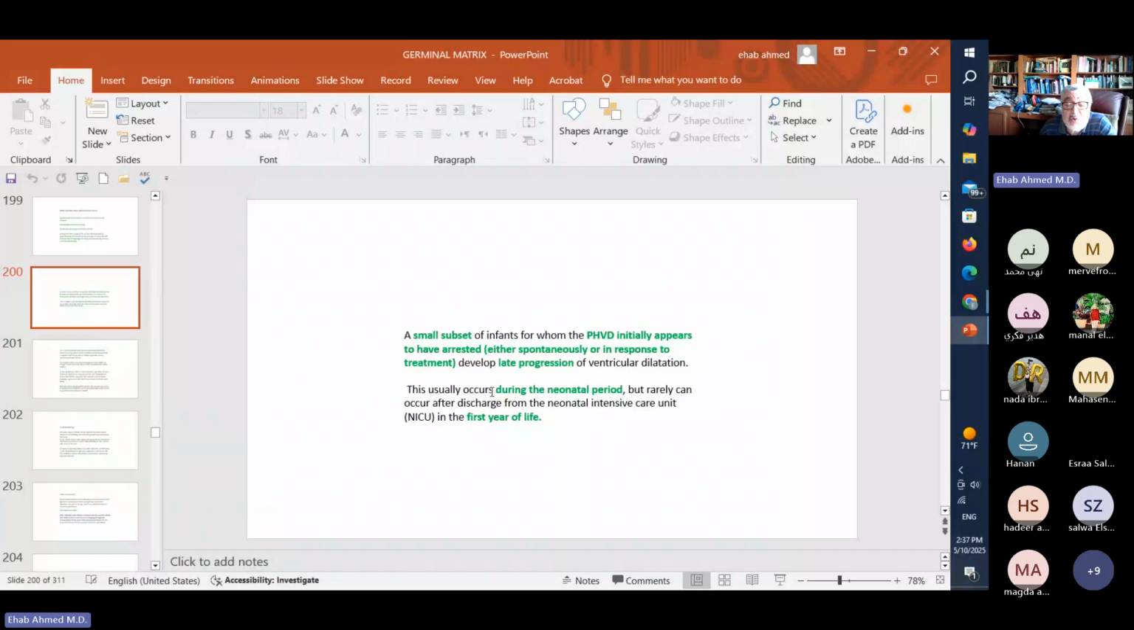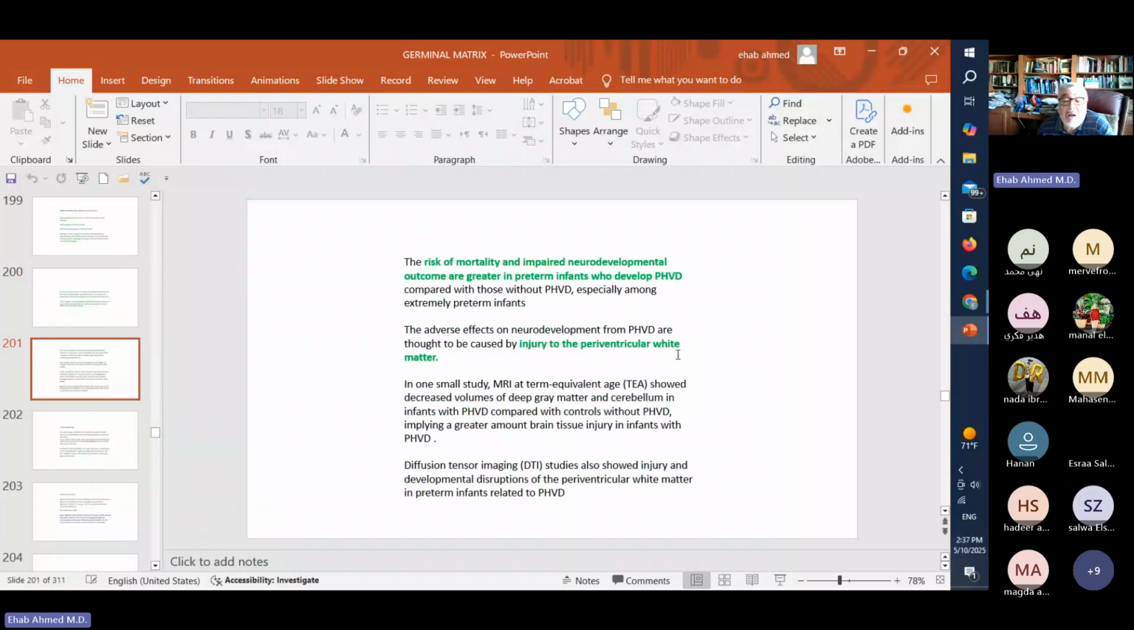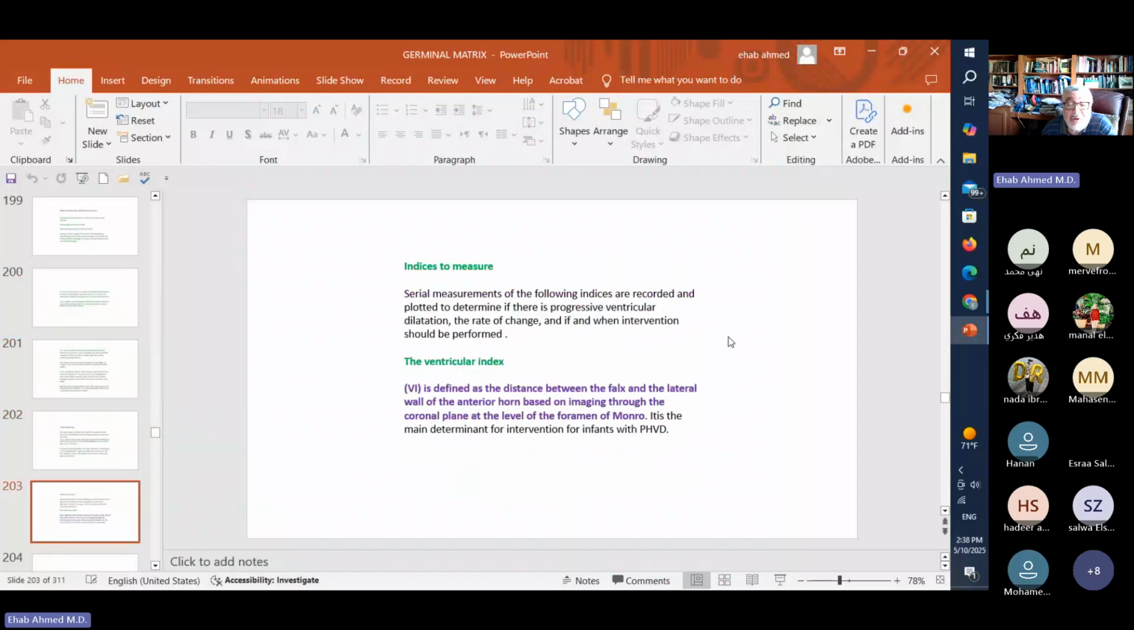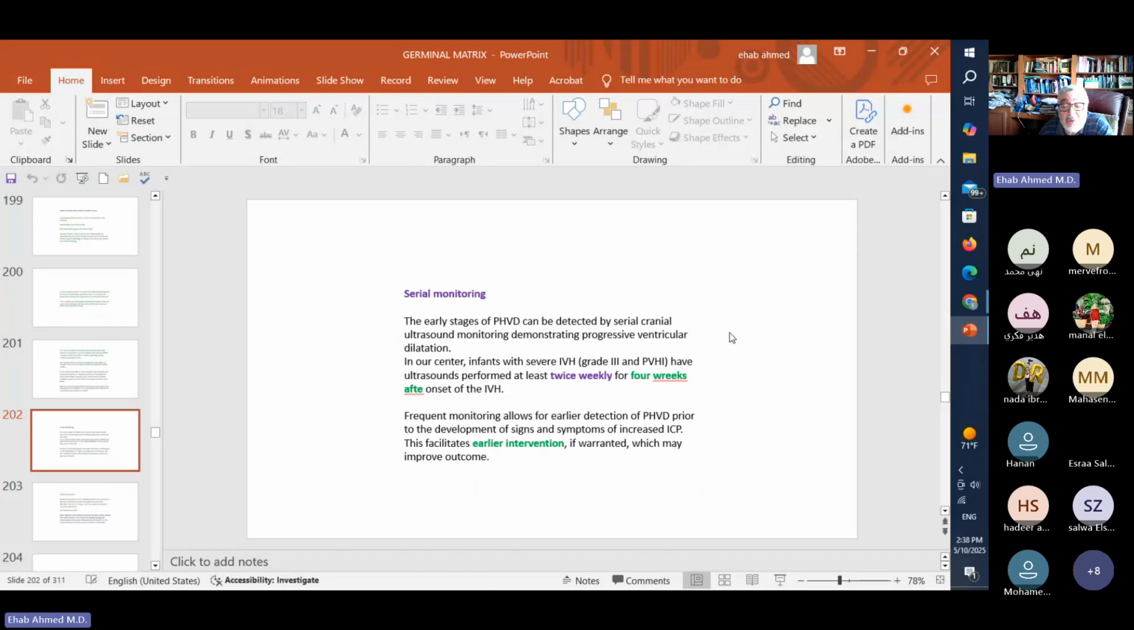Okay? This happens usually during the neonatal period, but rarely it can occur, with a very, very minute chance, in the first year of life. The rest of mortality and impaired neurodevelopmental outcome are great in preterm infants who develop PHVD. And we know why. So serial monitoring is extremely important. And some people recommend to do it twice weekly, up to 4 weeks, till we are sure we don't have PHVD, or we have.